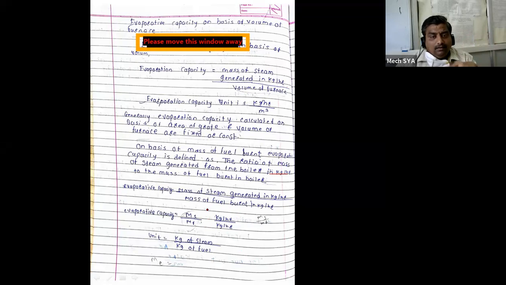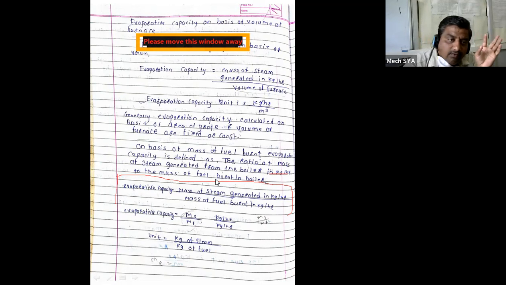And this ratio, the evaporative capacity, is the mass of steam generated in kg per hour divided by the mass of fuel burnt in kg per hour. We have to use this formula frequently, because this evaporative capacity is very important, as it depends on the mass of fuel burnt. Here it is kg per hour divided by kg per hour, so the unit will be kg of steam divided by kg of fuel. This evaporative capacity is calculated frequently, and it is very useful.